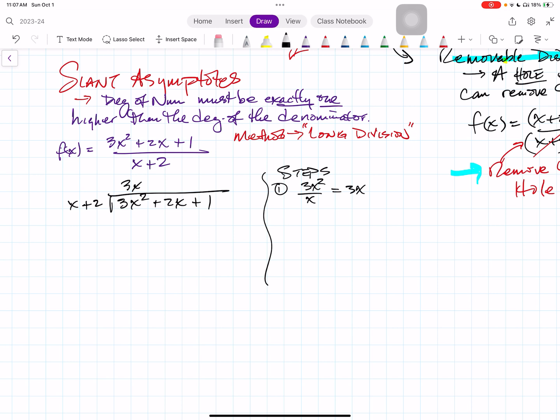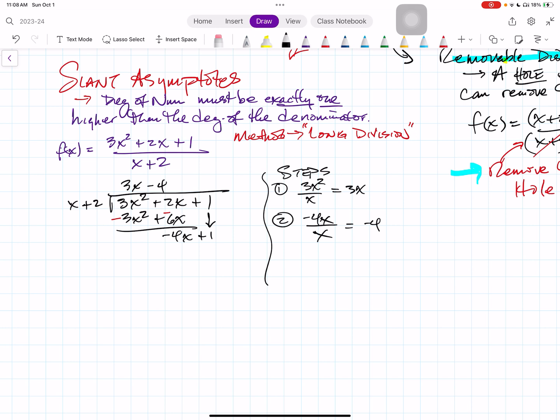And then you multiply. 3x times x is 3x squared, plus 3x times 2 is 6x. Now, technically you subtract, but I taught you guys how to add the opposite. So just change signs and add, and you get negative 4x and bring down the 1. And then repeat. Step 2, with negative 4x here, you always take first term divided by first term, and you get negative 4, so bring that up in the quotient.